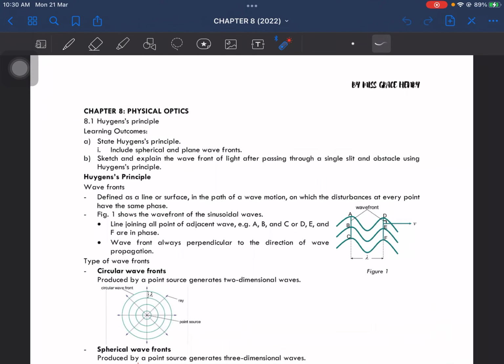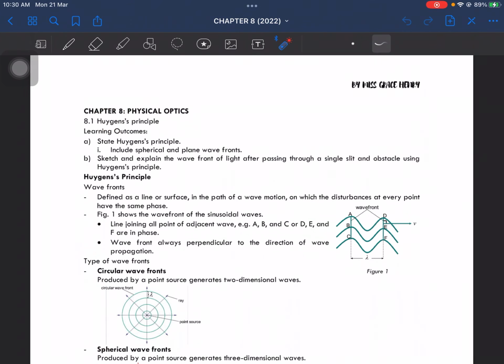Good morning, everybody. So today we will be entering chapter 8, which is on physical optics. This is quite a long chapter and somewhat confusing, but let's get through this. The first subtopic is on Huygens Principle. I don't know how to pronounce that, but that's the spelling.